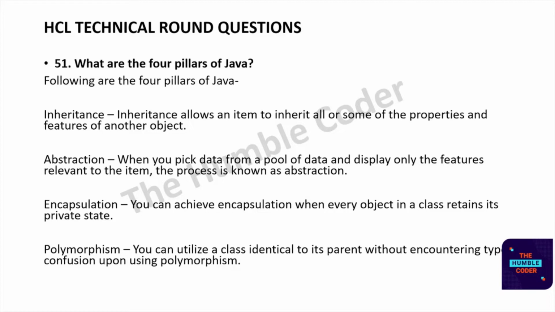So these 4 pillars of Java are also the concepts of OOPS. You might have already studied them, but sometimes you might get confused when you are asked what the 4 pillars of Java are. You need to understand that the 4 pillars of Java are nothing but the concepts of OOPS, which are inheritance, abstraction, encapsulation and polymorphism, and a one-liner answer for these will be more than sufficient. So let's move on to the next question now.